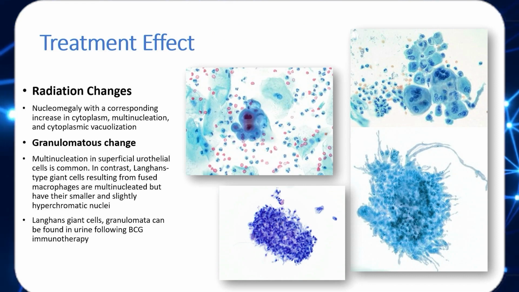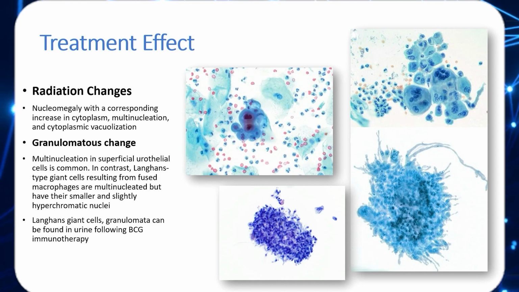Treatment effect, again, can be a confounder. Radiation change, we all know what those changes are. You can come across quite a bit of cytoplasmic vacuolation and amphophilia, which is a two-toned appearance of the cytoplasm. NC ratios tend to be on the lower side. That's the key over there, but bizarre forms can be noted.